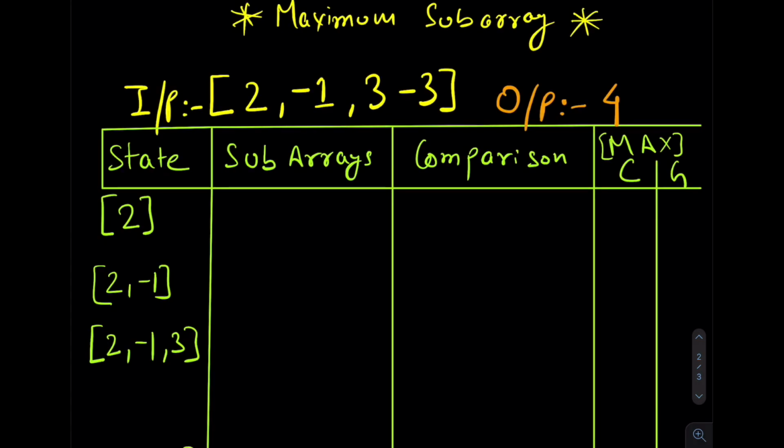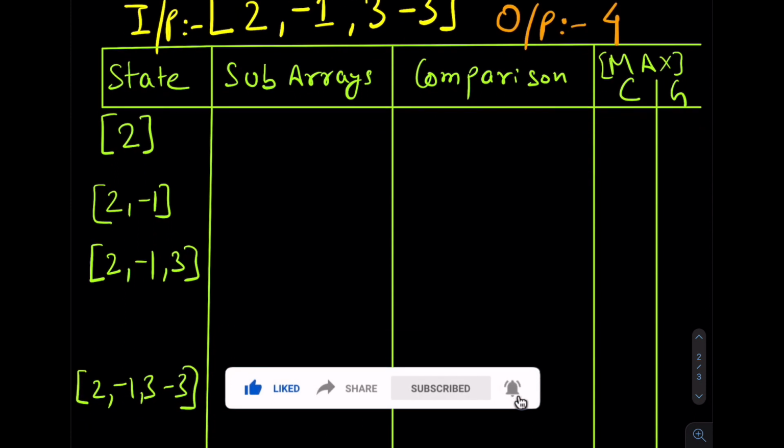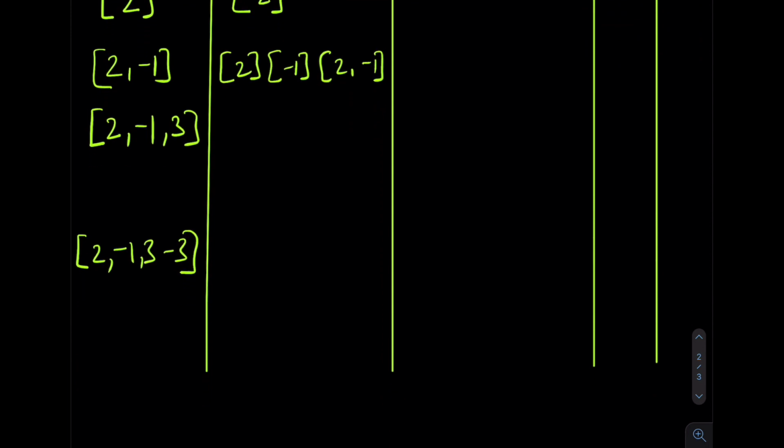So guys, we'll be finding the maximum sum subarray. The input given to us is 2, -1, 3, -3, and the output is 4. So we'll be finding the subarrays, and the maximum subarrays to be precise. We'll start finding the subarrays now. For the first one, the subarray is just 2, right? And the second one is 2, -1. So these are the subarrays that you can see I'm writing here now.